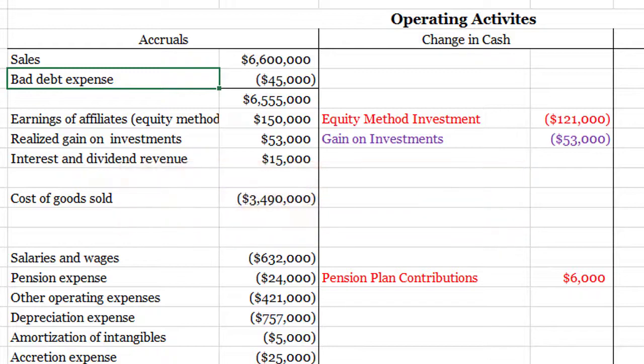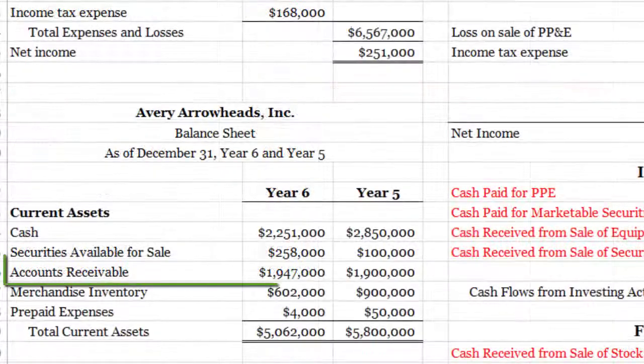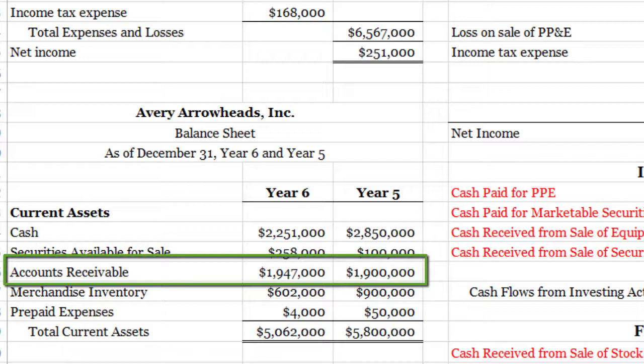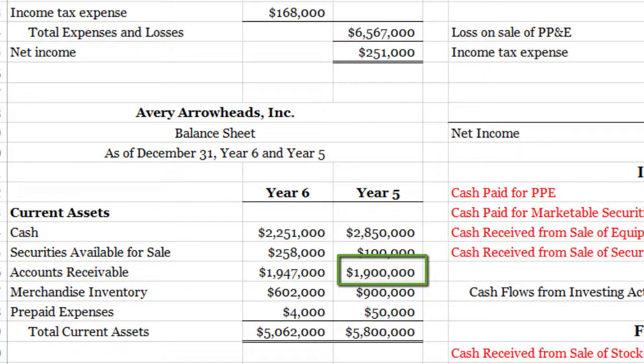So let's take a look at our balance sheet. We have one line item for accounts receivable. Since there's only one line item, by default, it must be net. And our accounts receivable has gone from 1.9 million to 1,947,000. So accounts receivable goes up by 47,000. If an asset goes up, cash flow goes down. That's that teeter-totter that we used way back when.